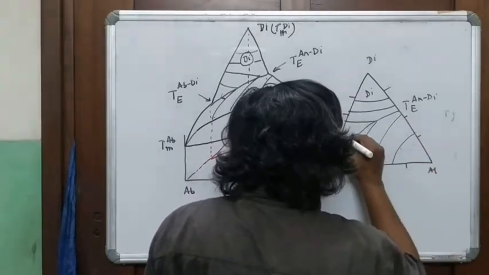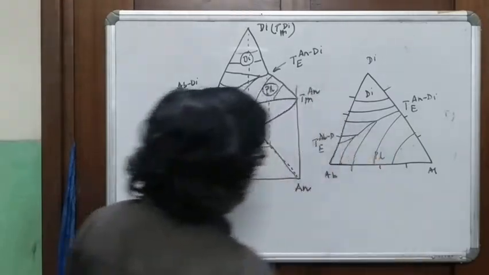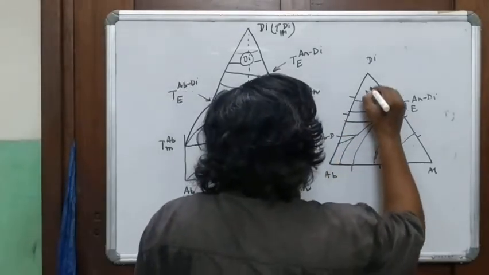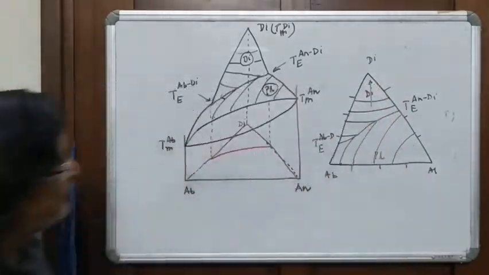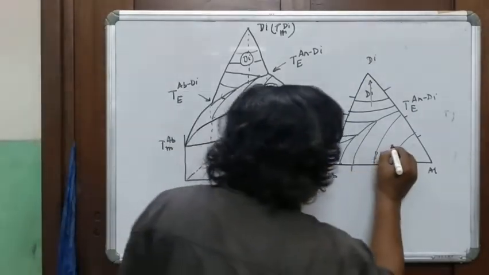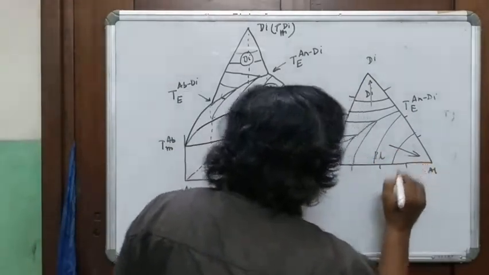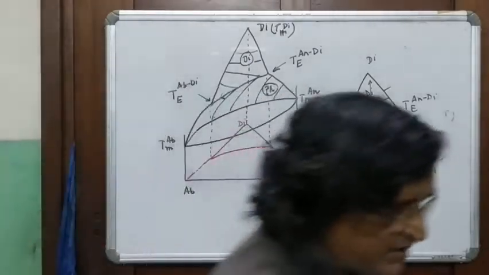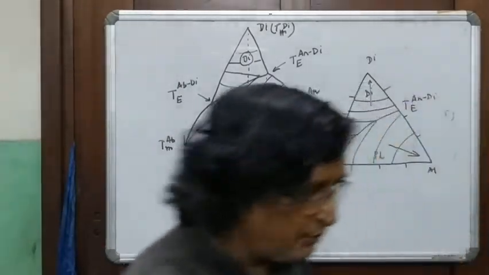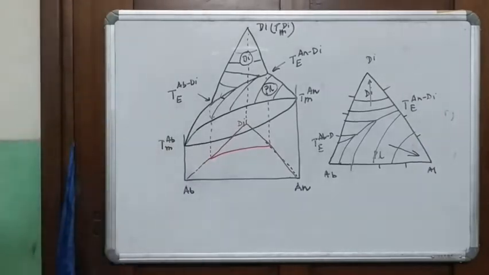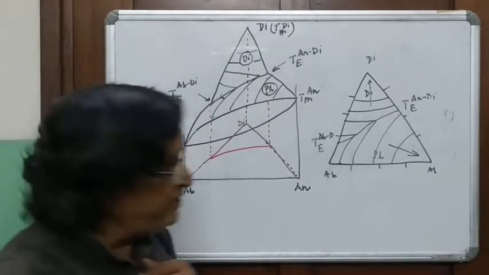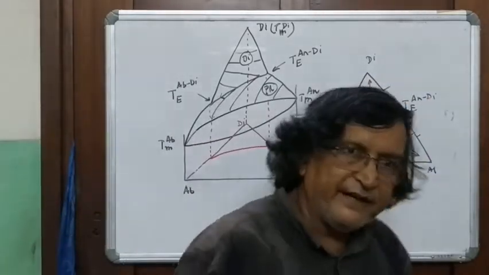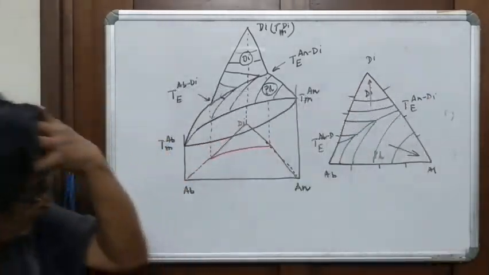This is how the isotherms would look. The temperatures of the isotherms increase this way, and the temperatures of isotherms increase this way. This is how the composition is shown. I am sure that you must have understood this diagram. It has been taught to you.